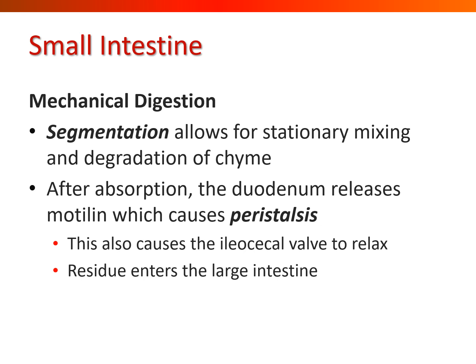Now, after absorption, the duodenum is going to release a chemical messenger known as motilin, which is going to cause peristalsis, and that's going to be those wave-like motions that are going to help propel the residue towards the ileocecal valve. All right, and it's also going to cause the ileocecal valve to relax, and that's going to allow the residue to exit the small intestine by way of the ileum and then enter the large intestine into the cecum.